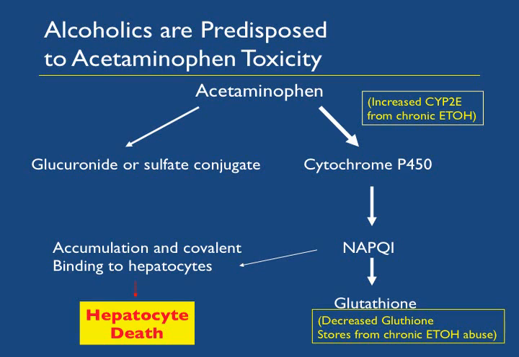The vast majority of the time, NAPQI is sopped up by the glutathione. However, the reason that alcoholics are predisposed to liver injury is that patients who have alcoholism have elevated levels of cytochrome P450 as a result of chronic alcohol use, and they also have depletion of glutathione due to chronic alcohol abuse. These two parameters make it much more likely for patients with alcoholism to suffer from acetaminophen-induced liver injury, and therefore this combination is something that you should always be looking for, particularly if the transaminase levels are higher than you would anticipate with alcoholic hepatitis alone.